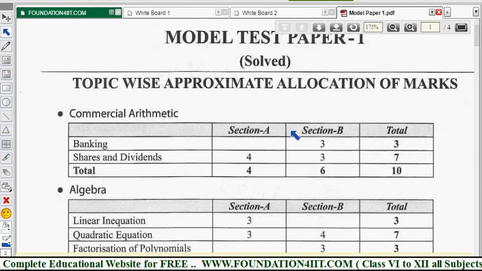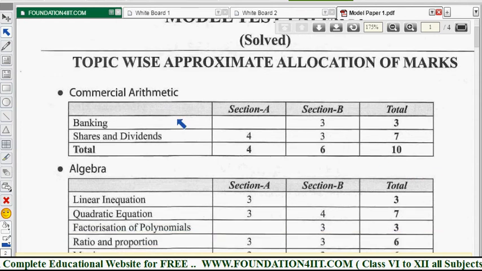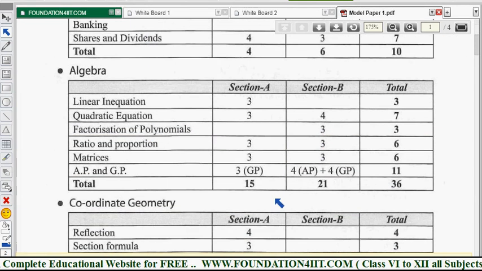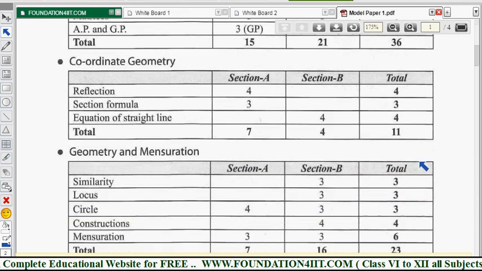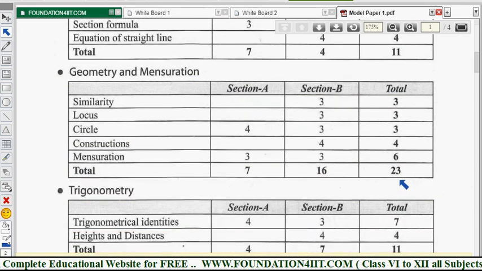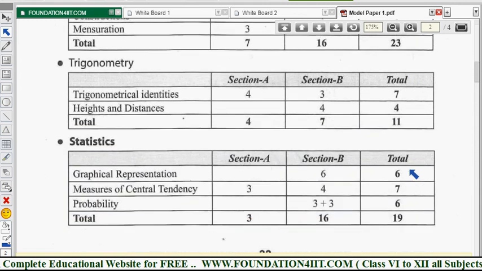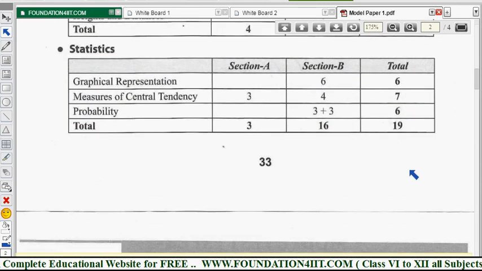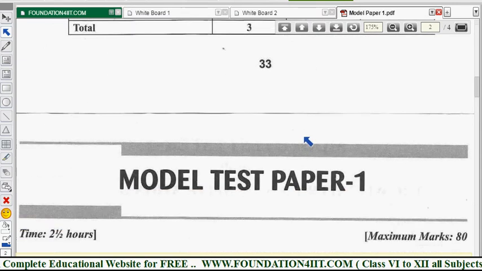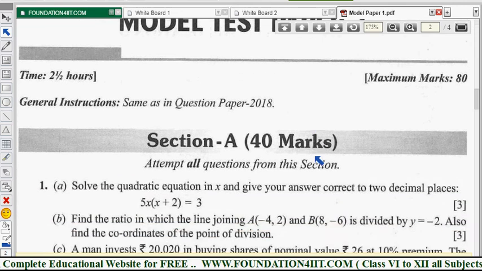So this is the allocation of marks topic wise in this model test paper 1. Commercial arithmetic you have 10 marks from banking and shares and dividend. Algebra is around 36 marks in this paper. Coordinate geometry is 11 and geometry mensuration is 23. Trigonometry is 11 and statistics is 19. So this is to get an idea about the paper, how the marks are coming from each topic. Right. Let's start the problems from this paper now.